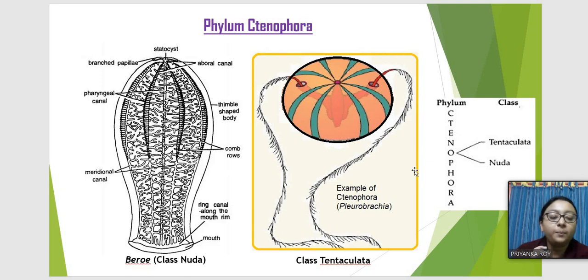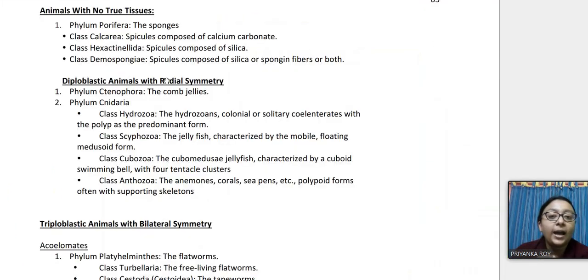So this is an example, and here you can see that these organisms come with comb plates. These comb plates are usually 8 in number and are arranged like this. These green colored things are comb plates. They are just like our hair combs, and they are there to give the organism a proper shape. It also has a statocyst, which is a balancing organ, and these are aquatic organisms. They are also known as comb jellies because of the presence of comb plates.